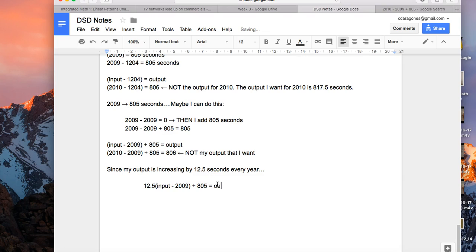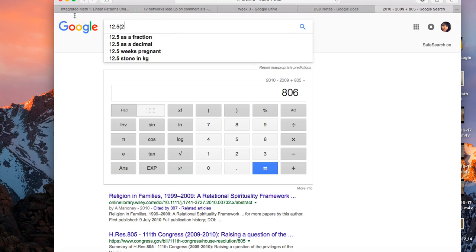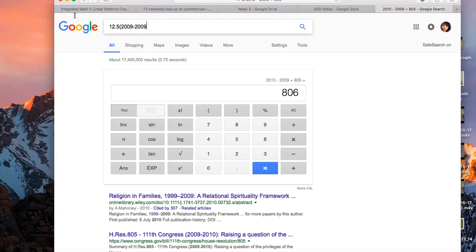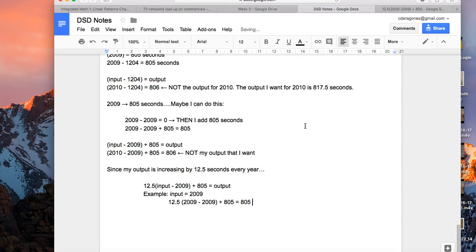So let's try this, okay? Let's try it when my input is 2009. So I would get 12.5 times 2009 minus 2009 plus 805 equals, so 12.5 times 2009 minus 2009 plus 805 is 805. So I got the correct output.